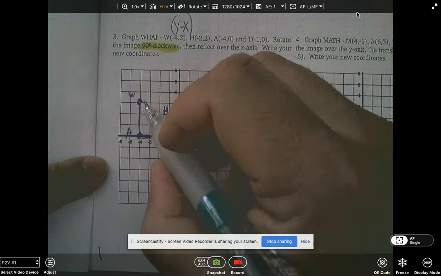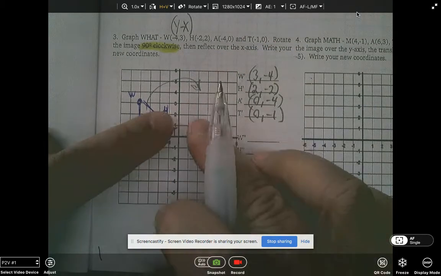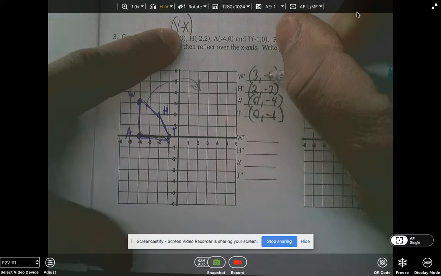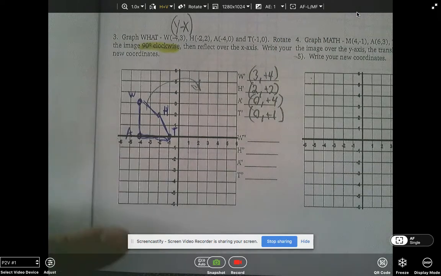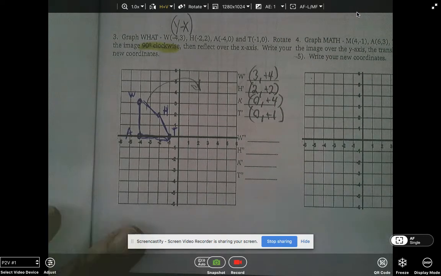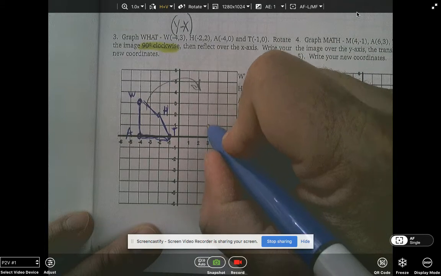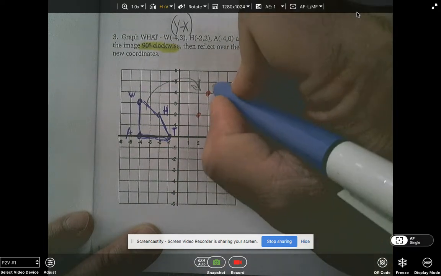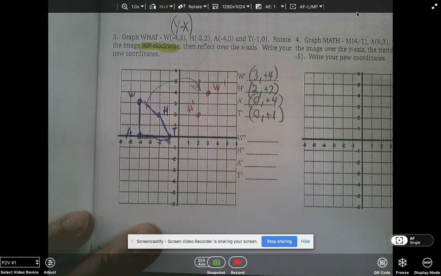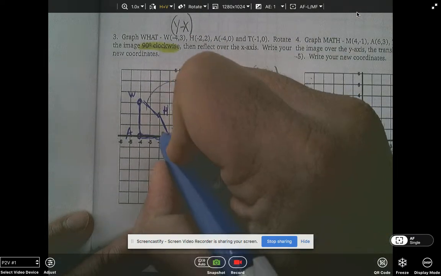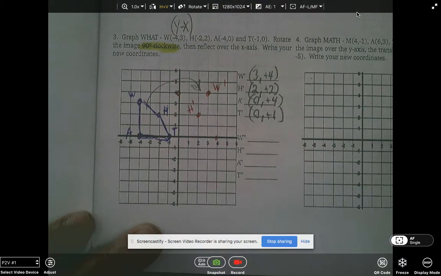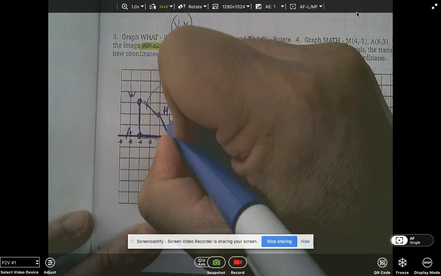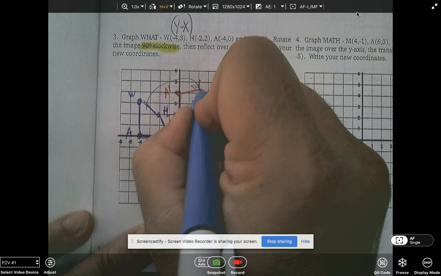Okay, so if we're going clockwise, we're going to end up in this quadrant. So they should all be positive. It makes sense that all these x coordinates are going to now turn positive. So when we graph that, you get this image: 3, 4, and 2, 2. Sorry, W prime, H prime, and then 0, 4. I made that mistake earlier when I was doing this. 0, 4 is A prime, and T prime is 0, 1.